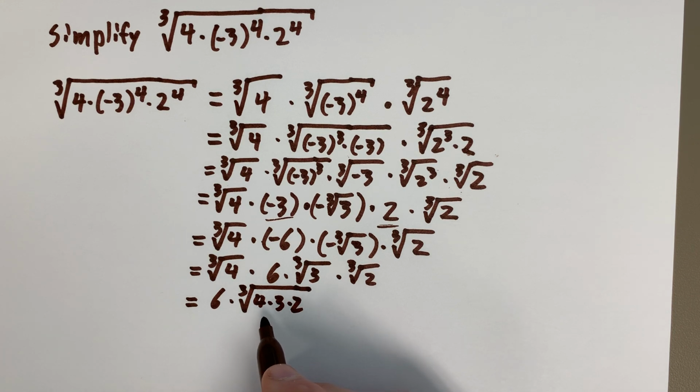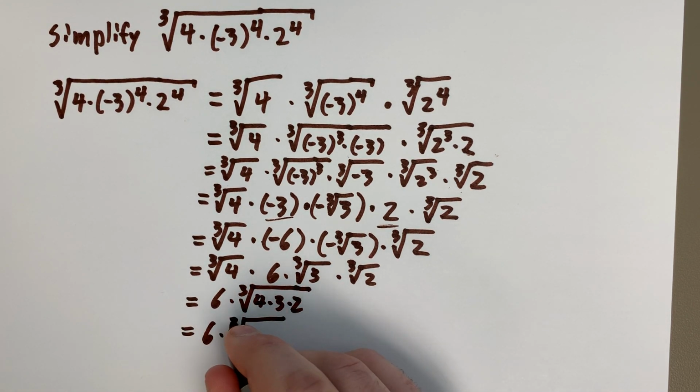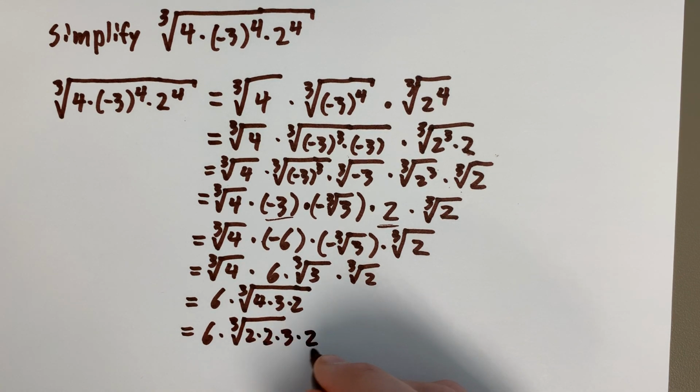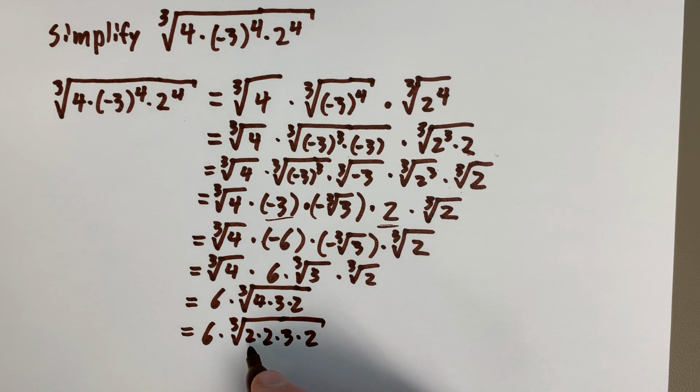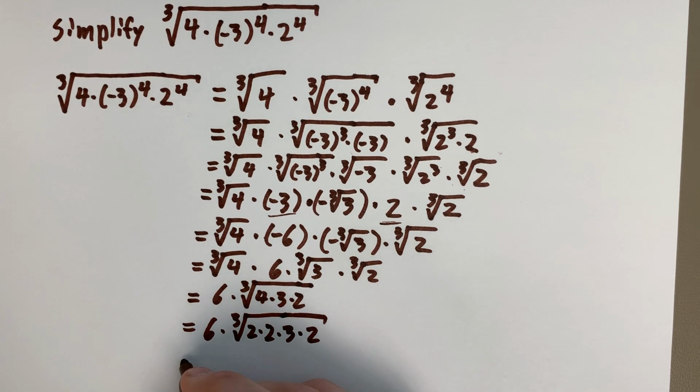But we almost already factored here. All we need to do is break down this 4. 4 is 2 times 2, so this gives us 6 times the cube root of 2 times 2 times 3 times 2. All I did was break down the 4 and carried everything else along. So now I have 3 2's. That's exactly what I'm hoping for here. So this gives me 6 times the cube root of 2 cubed times 3.